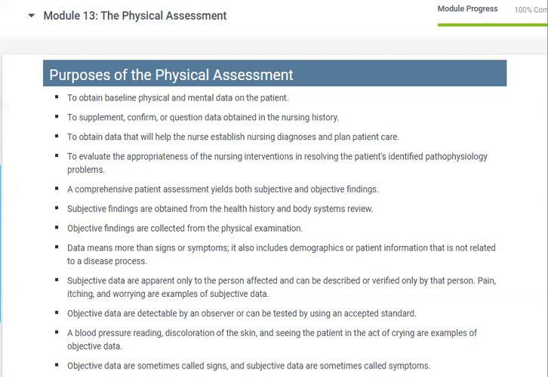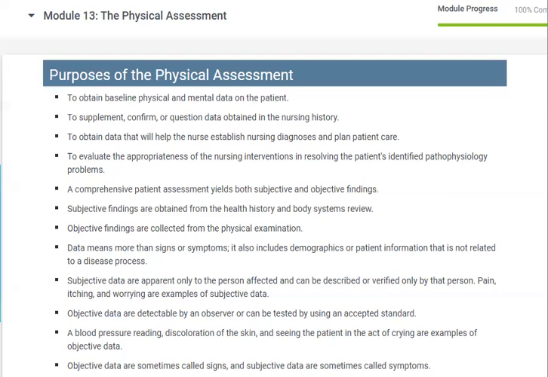A comprehensive patient assessment yields both subjective and objective findings. Subjective findings are obtained from the health history and body systems review. Objective findings are collected from the physical examination. Data means more than signs or symptoms. It also includes demographics or patient information that is not related to a disease process.